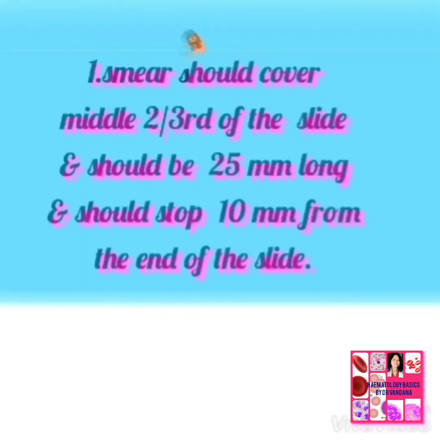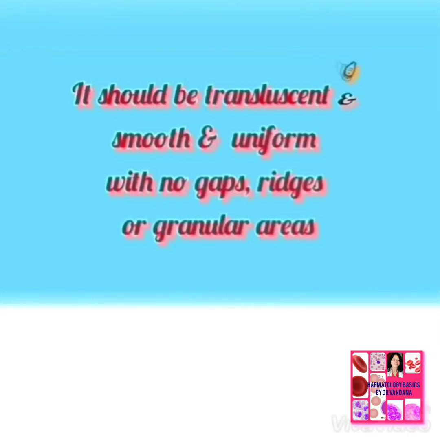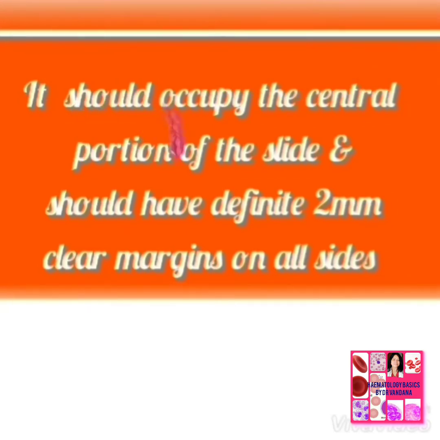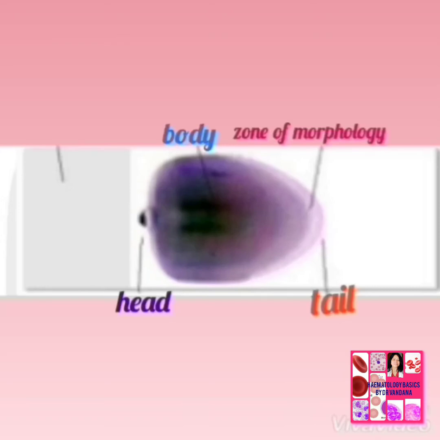So what are the characteristics of a good smear? The smear should cover the middle two-thirds of the slide, should be 25 millimeters long, and should stop 10 millimeters from the end of the slide. It should be tongue shaped, broad at the starting point, tapered towards the end with an oval feathered end. It should be translucent, smooth and uniform with no gaps, ridges, or granular areas. It should be of optimal thickness, neither very thick nor too thin. It should occupy the central portion of the slide and should have definite 2 millimeter clear margins on all sides to enable examination under oil immersion.